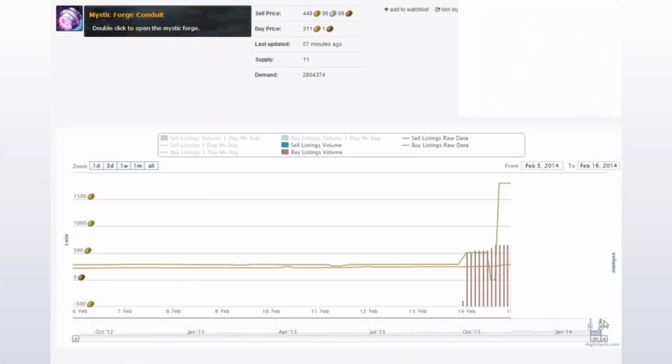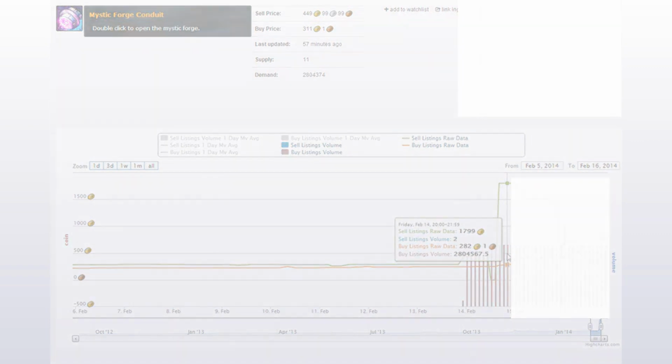So let's look what happened next. You can then see that somebody bought the last remaining conduit on the trading post, and then somebody listed one at 1800 gold. Okay, let's recap really quick.